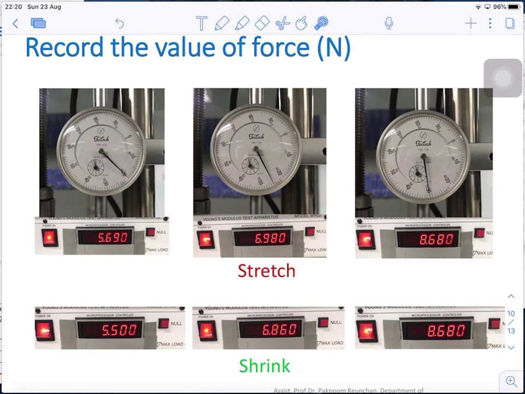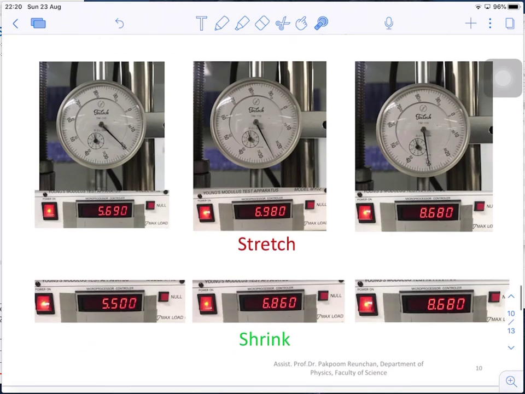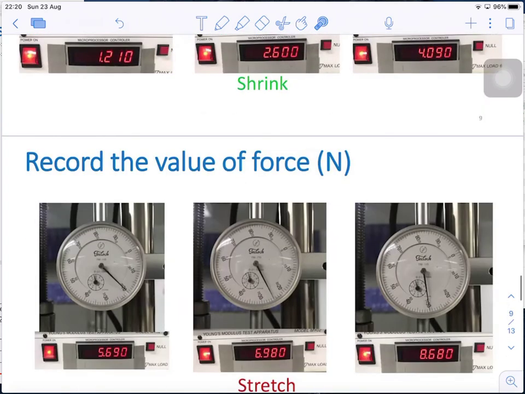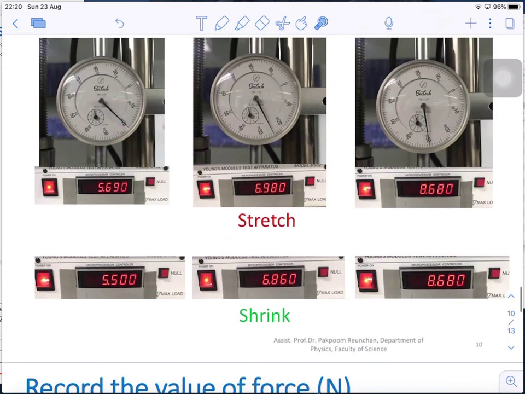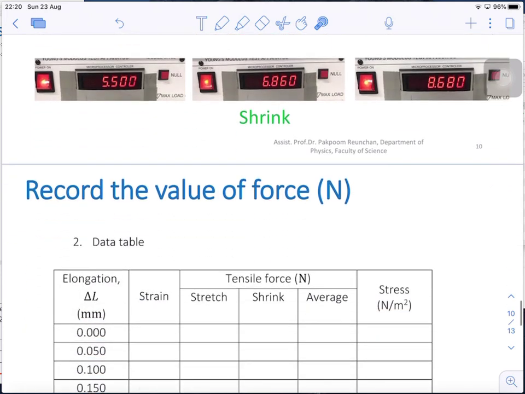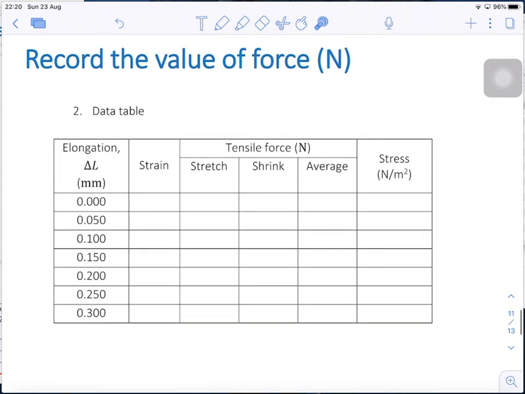to a length of 0.30 millimeters, and then we turn the hand wheel in the opposite direction to shrink it, and then this number will be the same. This is at the 0.30 millimeter, and then we shrink it, right? So we got totally 12 numbers. Okay, 12 numbers of force that we can record in the datasheet.